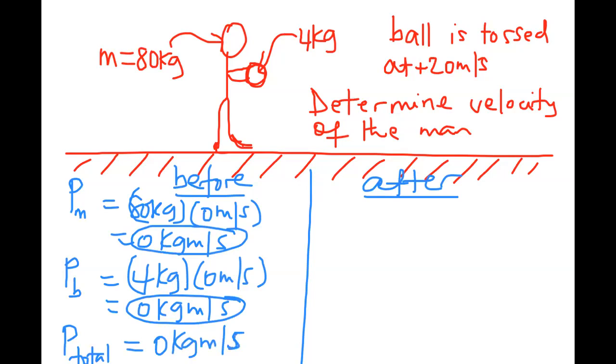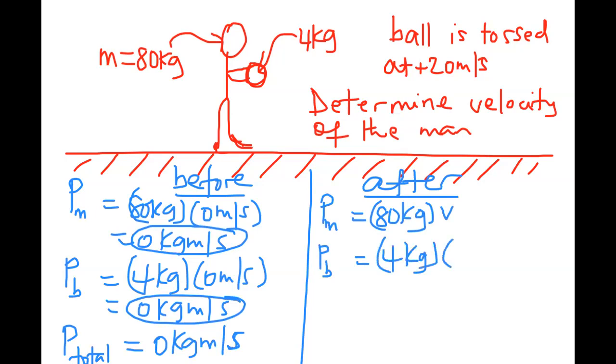That will be the total momentum before. After, what do we have? Well, the momentum of the man will be 80 kilograms times velocity v. We don't know how fast the man will be moving. That's what we are looking for. And the momentum of the ball will be 4 kilograms, that's the mass of the ball, times 20 meters per second to the right.